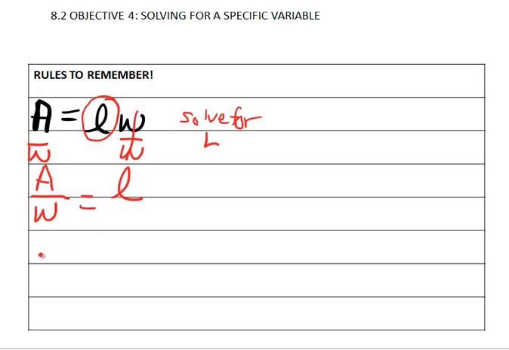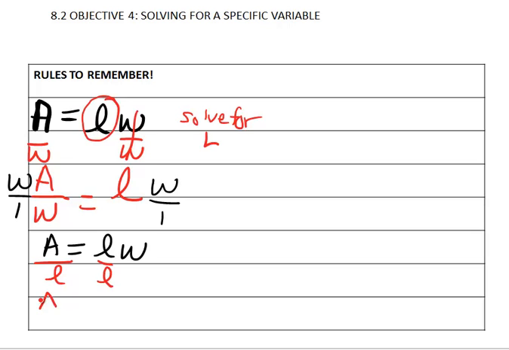I could have solved for W too, because if I start with this, actually no, I'm not going to start with that. I'm going to go back to this. So let's use this one and solve for W. First of all, there's W in the numerator, so I'm going to multiply both sides by W. And I'll be back to area equals length times width. But I need to get W by itself, so now I'm going to divide away the length, and I'll have area divided by length equals width.